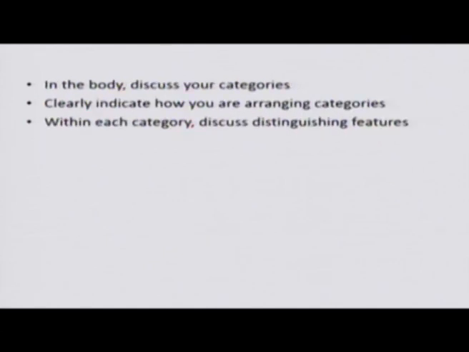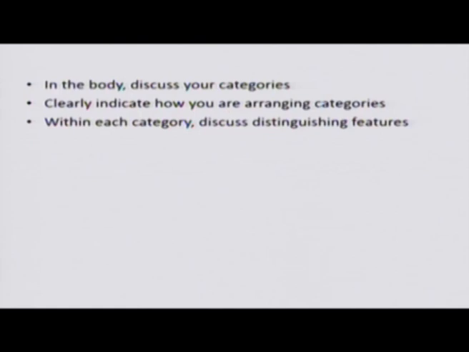In the body we discuss the categories. You have made 5 categories of friends. So, ideally you would have 5 different paragraphs, each one for one particular type of friends.